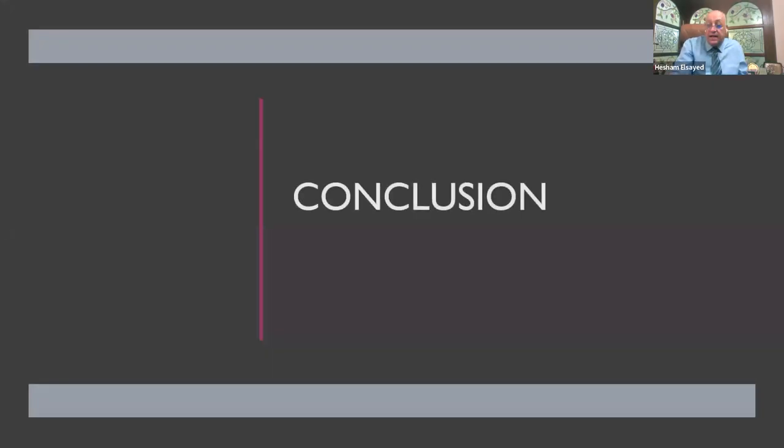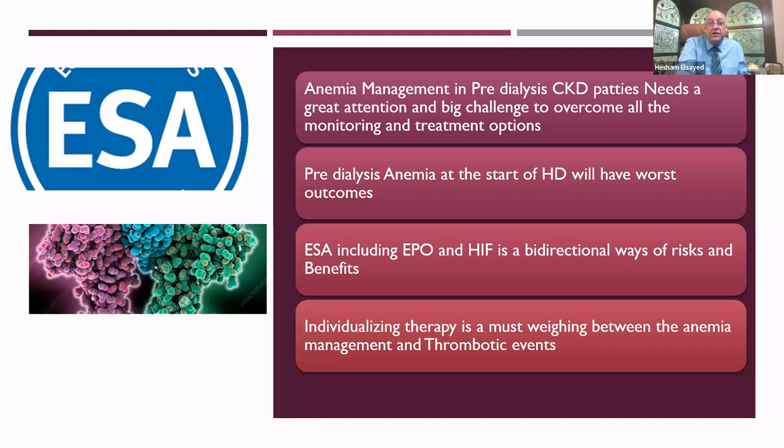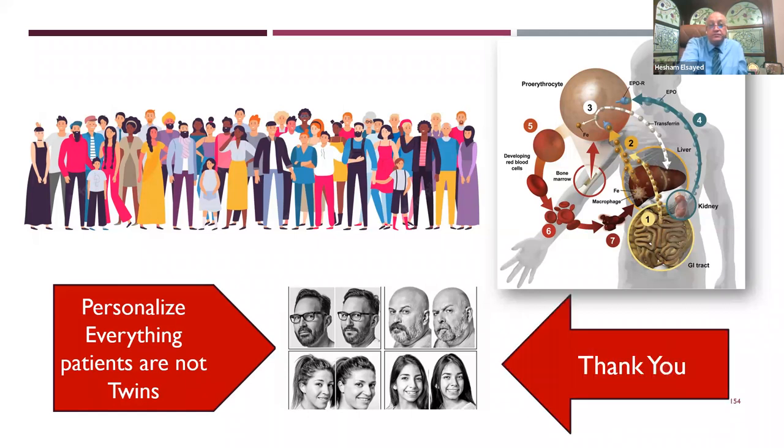And coming to my last slide is the conclusion. Anemia management in pre-dialysis CKD patients, we have to give great attention and it is a big challenge to overcome all the monitoring and the treatment options. And pre-dialysis anemia at the start of dialysis is very painful and will have worse outcome. ESA, including EPO and hypoxia-inducible factor, is a bidirectional way of risk and benefit. Individualizing therapy is weighing between anemia and thrombotic event. Not all patients are equal. We have to personalize everything. Patients are not twins, and thank you very much.